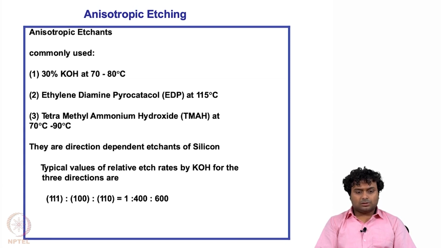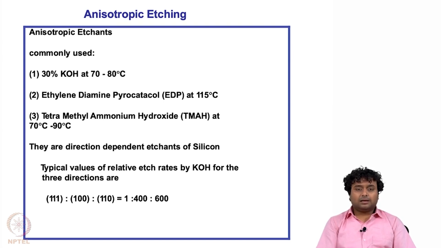One of the mostly used etchants is 30% KOH at 70 to 80 degree centigrade. Another etchant is EDP at 115 degree centigrade, and then we also have tetramethyl ammonium hydroxide, which is also called TMAH, at 70 to 90 degree centigrade. We can use all these three chemicals for etching silicon, and there are other chemicals also, but these are mostly used. KOH and TMAH are the most popular ones for silicon anisotropic etching.